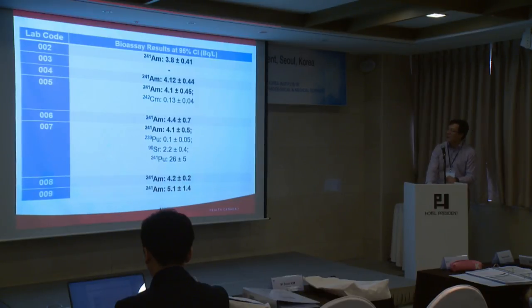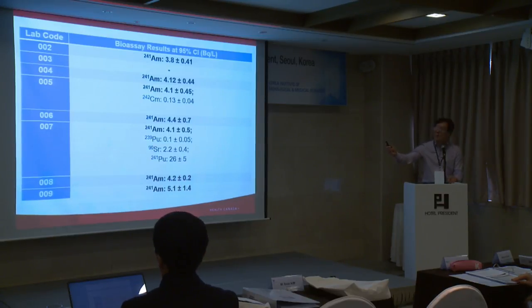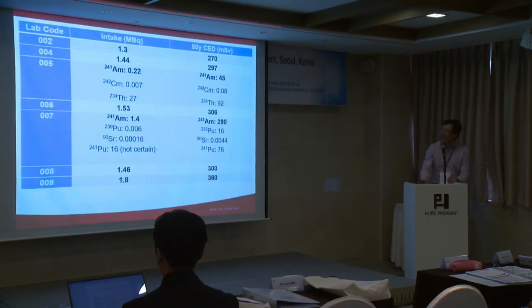Other labs did very well. Remember the true value, the spike value, is 4.3, not too far. But there's some surprise. Some labs gave more isotopes. We told them in this sample there's one isotope only. They gave more, which is a bonus. The dose, the intake, all fine.